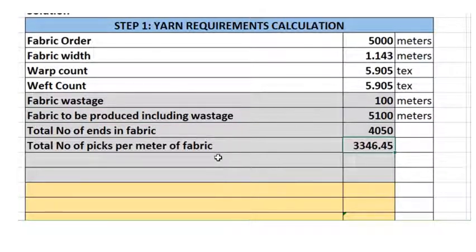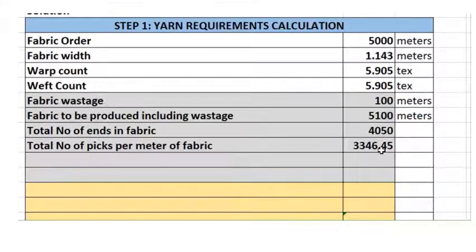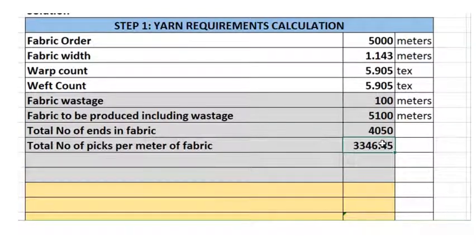So it is PPI, this PPI 85 into 1 meter into 39.37. So we get this number of picks. 39.37 into 85 is this value. So this is the number of picks per meter.